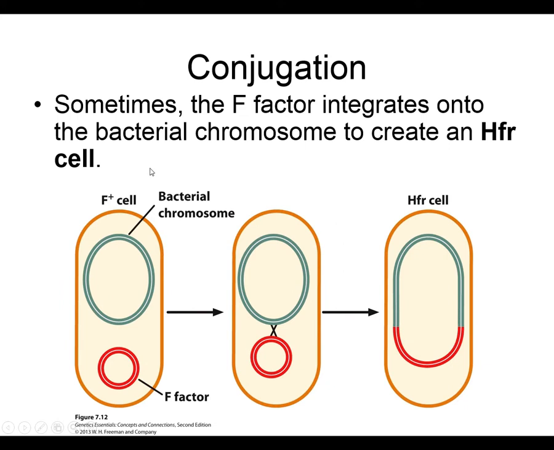All right, now, also part of conjugation, the F factor has a special characteristic. It can integrate onto the host cell's bacterial chromosome, and in that case it creates an HFR cell. So if you have an F factor that's independent like this, but then it has a single crossover with the larger chromosome, then you have a cell called HFR.